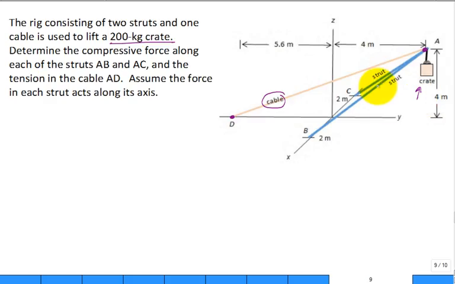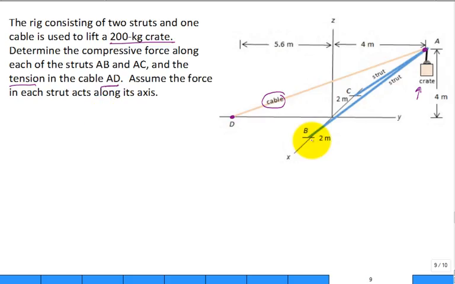So this strut is going to be in compression and the other one's going to be in compression. Can you see that it would make sense that it would be in compression? And then determine also the tension in the cable A to D. So 2 compressions, 1 tension. Assume the force in each strut acts only along its axis. It's just straight along its axis.